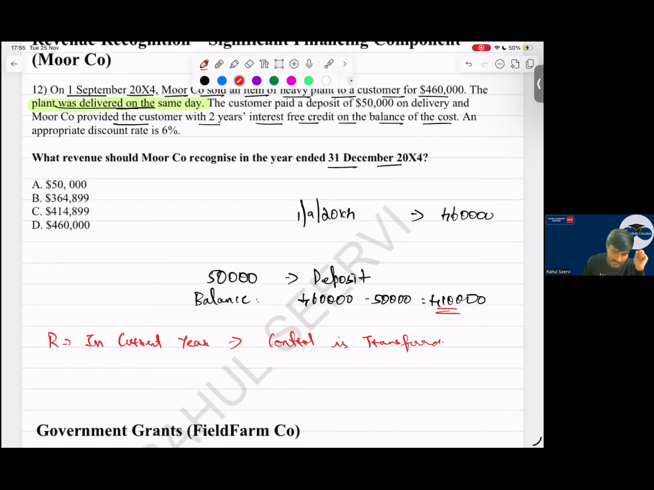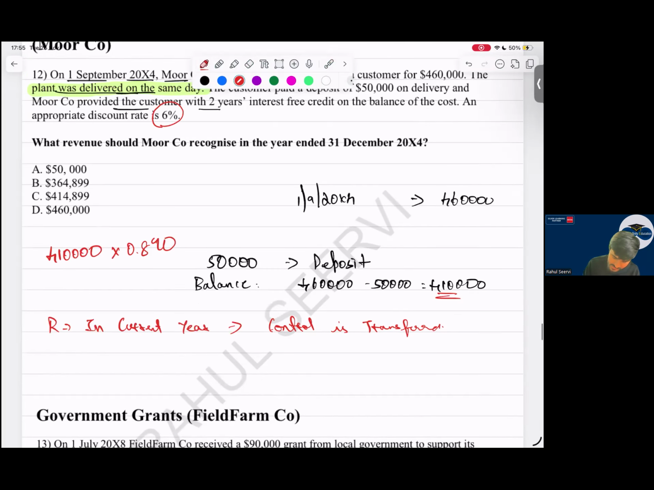So 6% is the rate. It is interest free credit. Understand that parties will never give anything for free. We have learned in revenue that nothing comes for free. Some element or other will be there in that. So the 4 lakh 10,000 I will discount for 2 years. So that is 1 divided by 1.06 to the power 2, into 0.890. I'm rounding it off to the nearest decimal so that it becomes easy. 3,65,000 is the value.